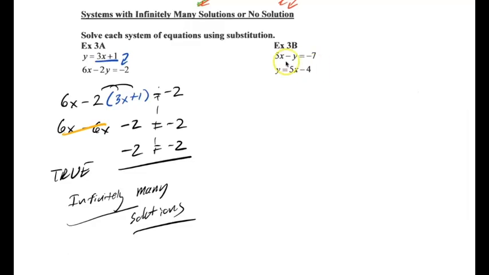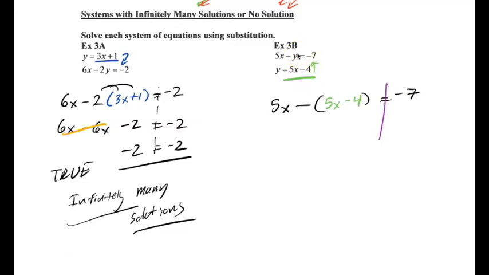So on this one, you notice the first one is not isolated. On the bottom, we do have y by itself. Same idea. Let's plug that in for the y on the top. That's going to look like this. 5x minus parentheses 5x minus 4 equals negative 7. Like that. We're going to substitute this in for the y right there.